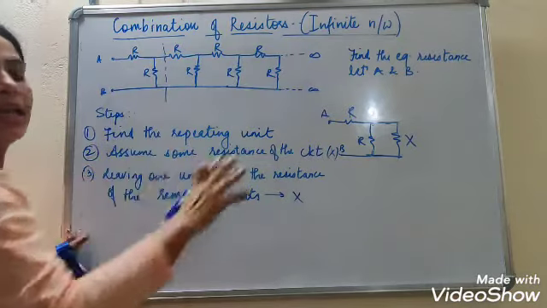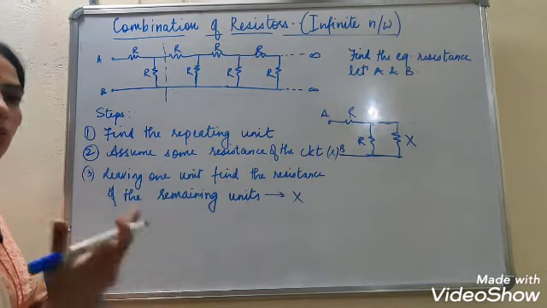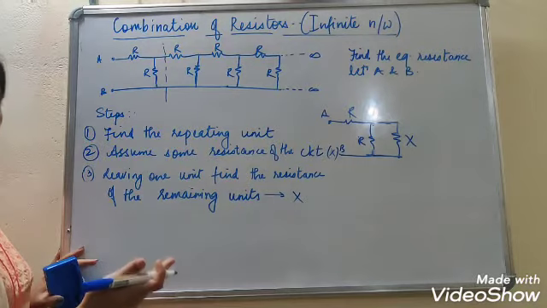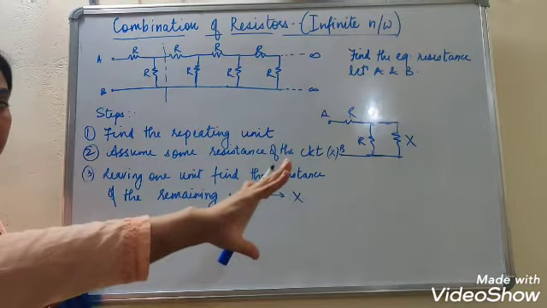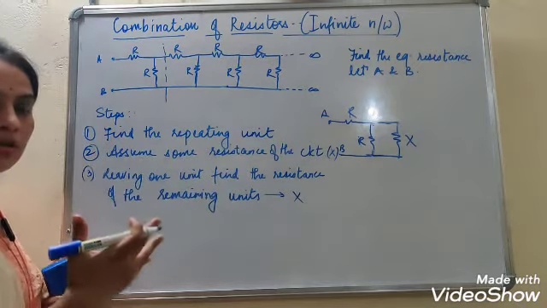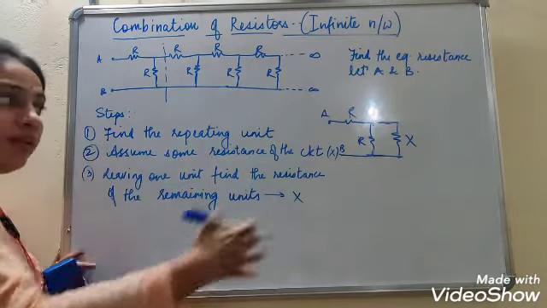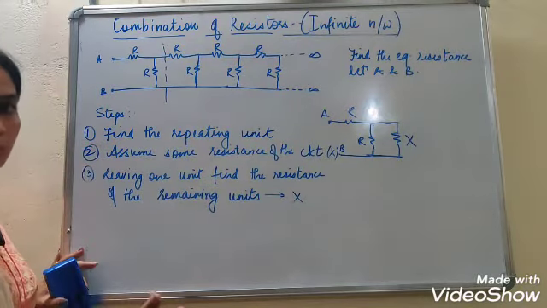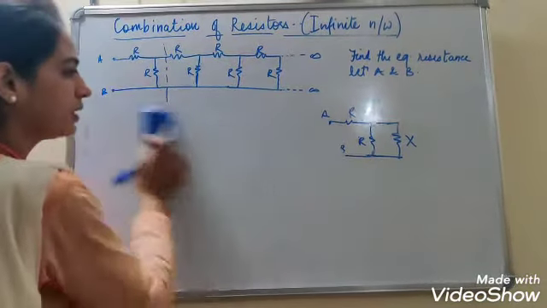Firstly, consider any arbitrary resistance for the full network, X, Y, Z, whatever. Since R is already there, we are not assuming R, you can assume anything. Then find the repeating unit. Leaving one repeating unit, cut off the rest of the repeating units, and then find the resistance of the remaining infinite network. That will also be X, okay? Then replace that infinite network with a resistance of value X, and then solve the remaining network. That will give you the resistance of the circuit, okay?